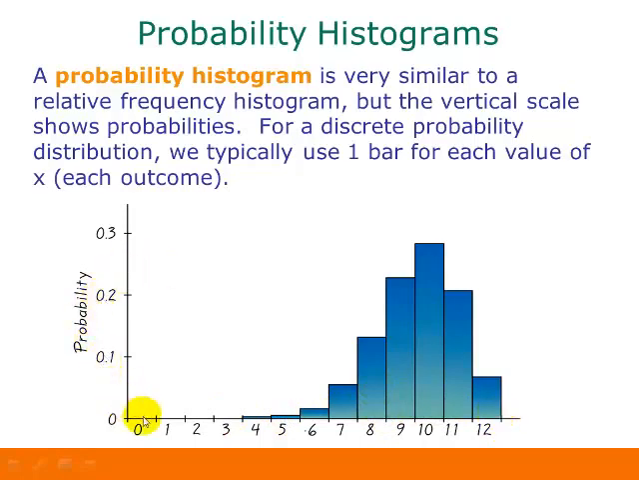Here's an example of a probability distribution. In this one, you can see that the values of x that actually have positive probabilities are anything from 4 up to 12, and all the whole numbers in between. So for example, you can tell that the value with the highest probability is 10, the value with the lowest probability is 4.